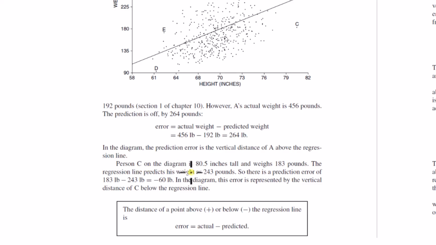Person C on the diagram is 80.5 inches tall and weighs 183 pounds. The regression line predicts his weight as 243 pounds. So there's a prediction error of minus 60 pounds. In the diagram, this error is represented by the vertical distance of C below the regression line. So the error is the distance parallel to the variable you're trying to predict.